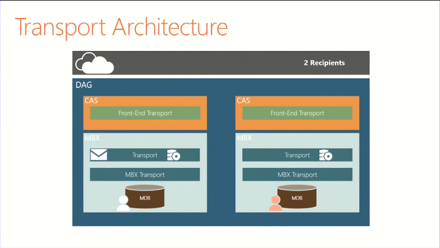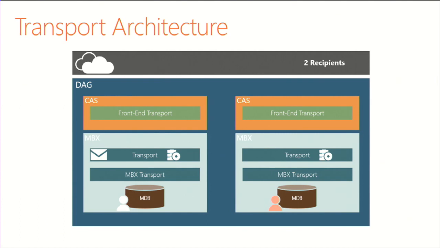In this case, we route the request to mailbox server 1. This is where we'll queue the message. We'll also do our categorization of the message. And in this case, because we're at our final destination, we will bifurcate the message.